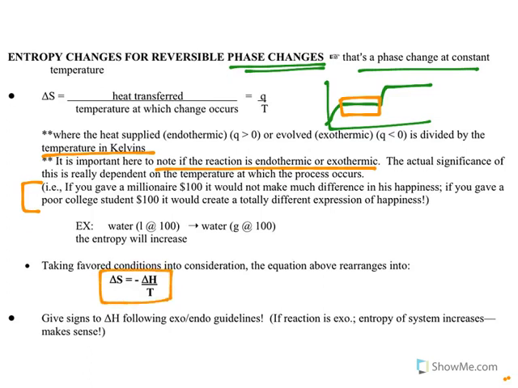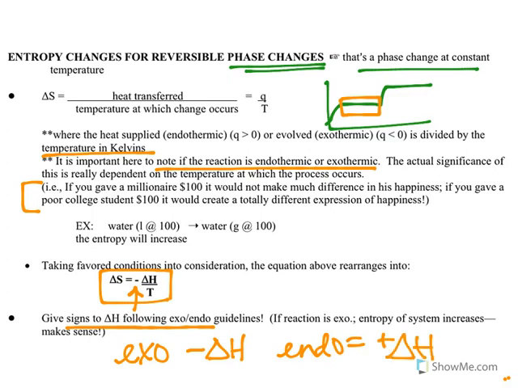So the equation that we're looking at, and this is going to come into play more later on, is that delta S equals negative delta H divided by T. Notice that the negative is there, so we have to keep track of that. We'll plug in our delta H with its own positive or negative value. Again, give signs to those delta H's based on if they're endo or exo. Exo is going to be negative. Let me just remind you, exo is a negative delta H, whereas endo is a positive delta H. Okay, that's going to be important.